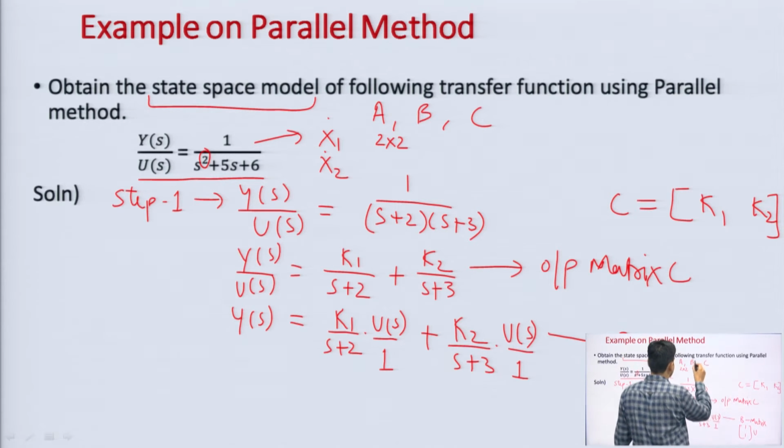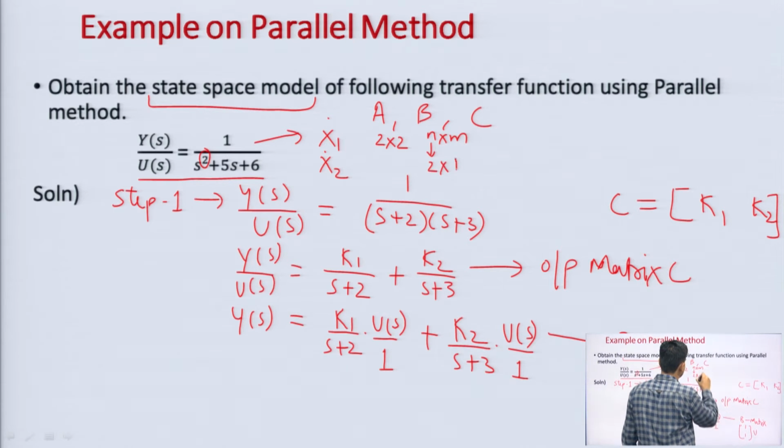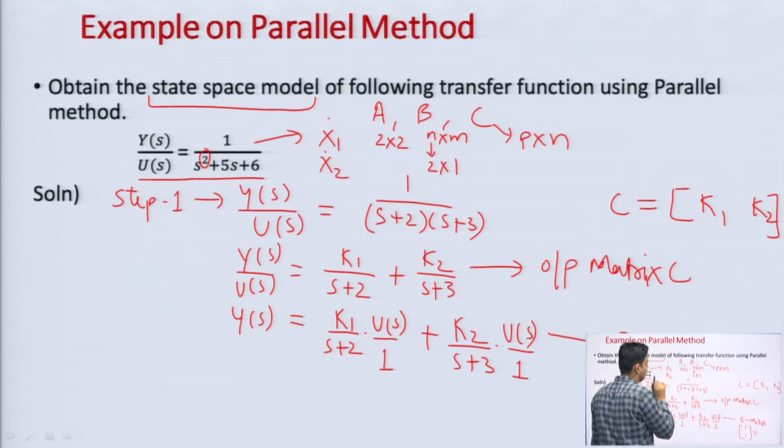What would be the order of the B matrix? If you remember, it is n cross m, where m is the number of inputs. What would be the order of the C matrix? It is p cross n, where p is the number of outputs. Here, in this case, the number of outputs is 1.